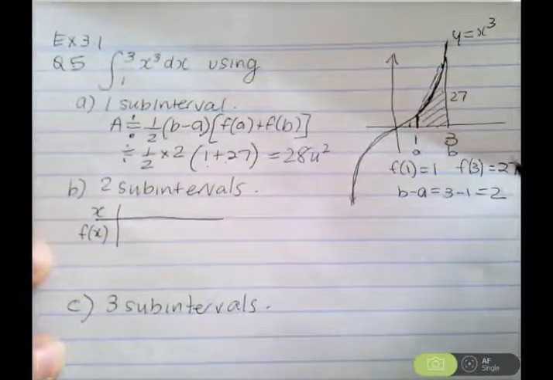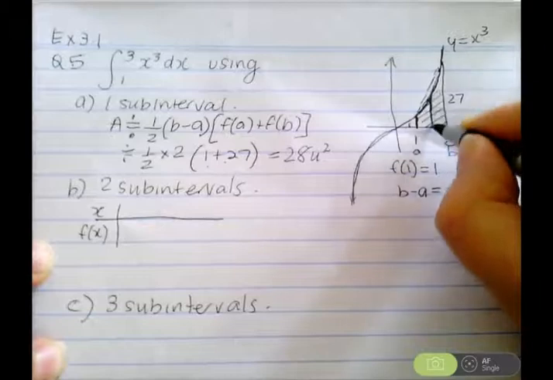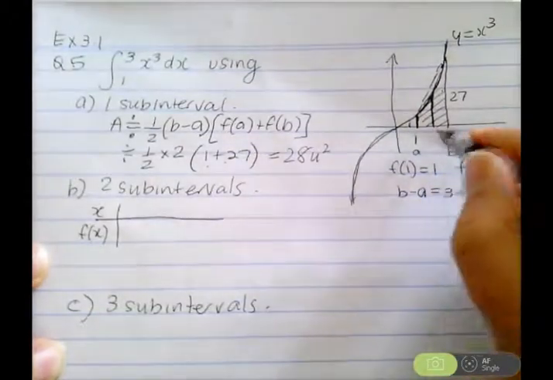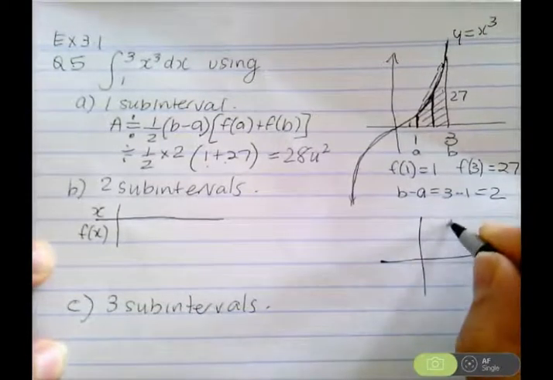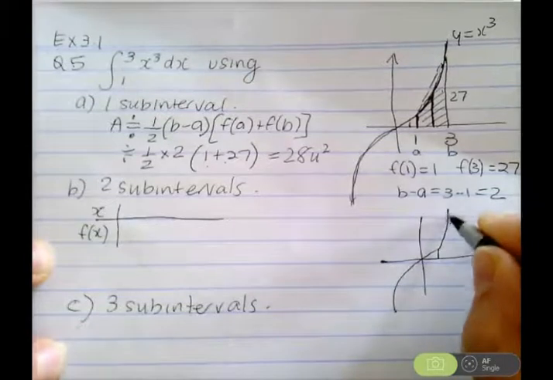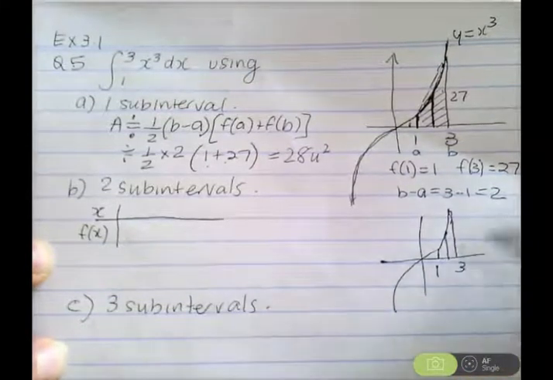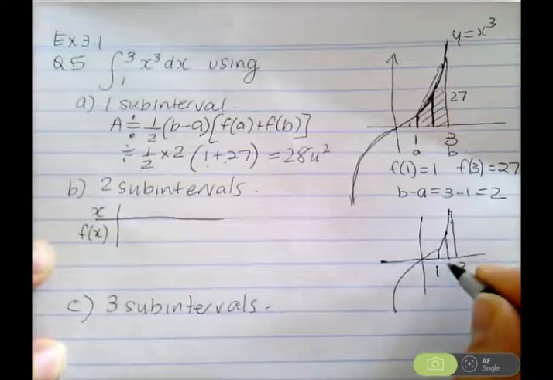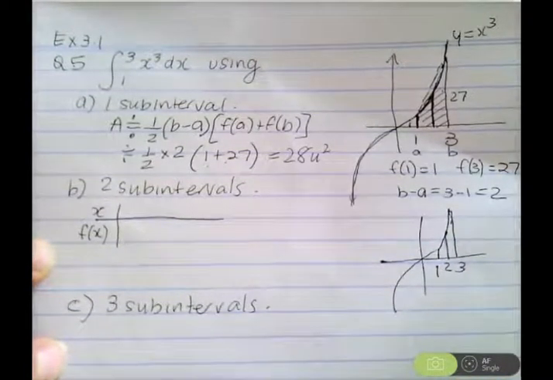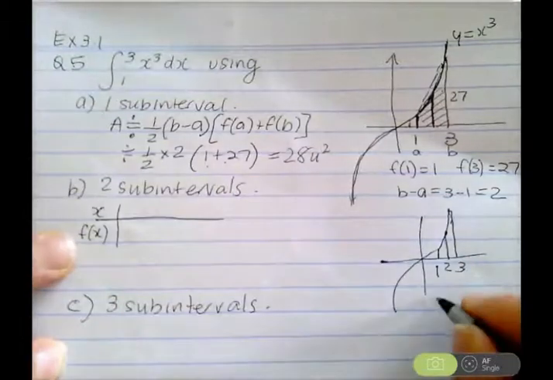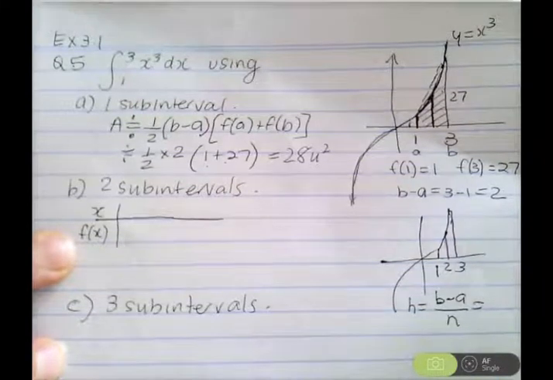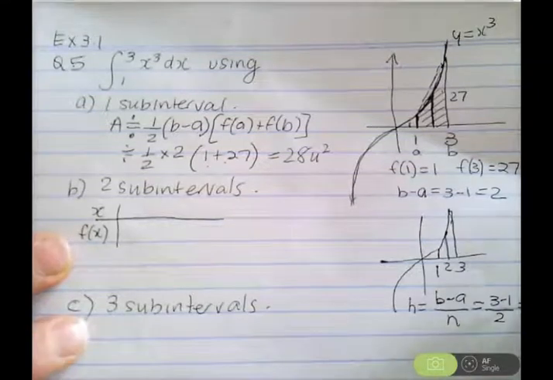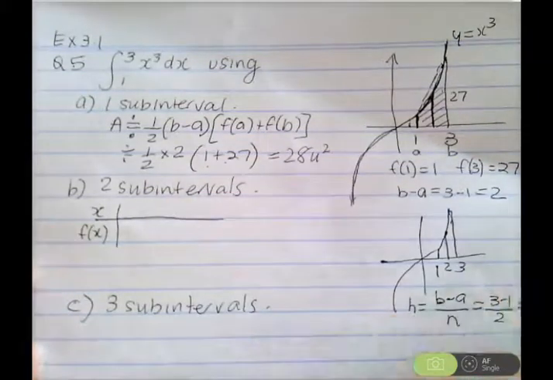Now, if I've got 2 subintervals, I'd have from 1 to 3 with 2 subintervals, or 2 trapezia. So what's the height of each trapezium? 1. So with 2 subintervals, it's b minus a over n. That's what h is. So you learn the formula. H is b minus a on n, which is 3 minus 1 on 2, which is 1. So just leave that for now.